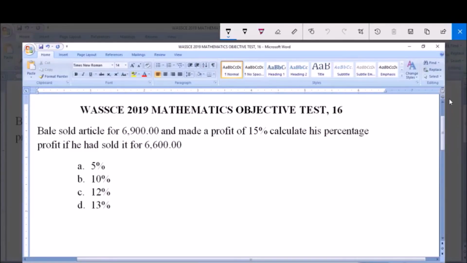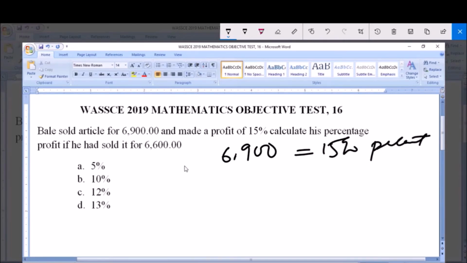This is WAEC 2019 Maths Objective Test, question 16. Bill sold an article for 6,900 and made a profit of 15%. Calculate the percentage profit if he had sold it for 6,600. Now, he sold the article for 6,900 and his profit was 15%.